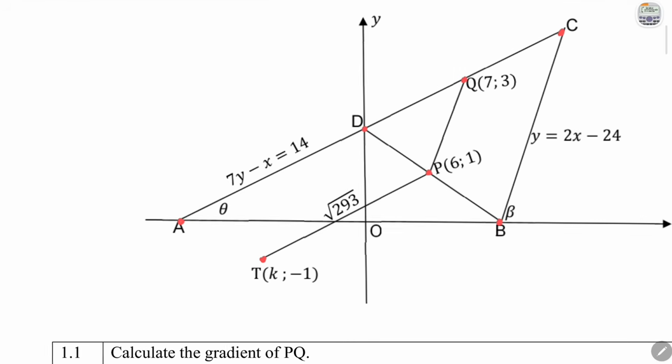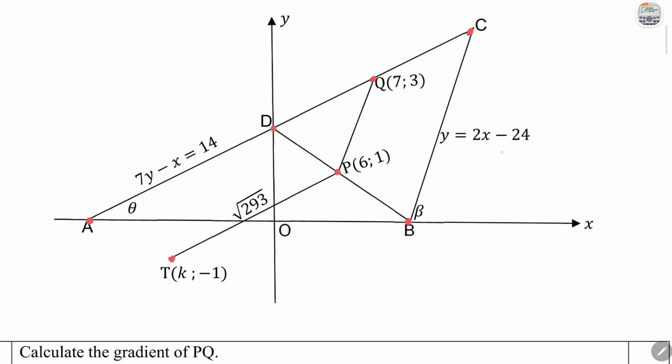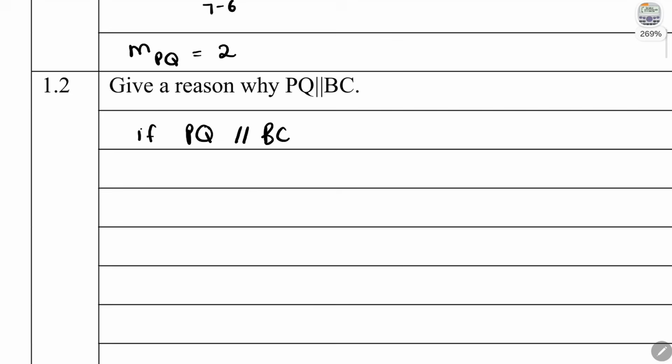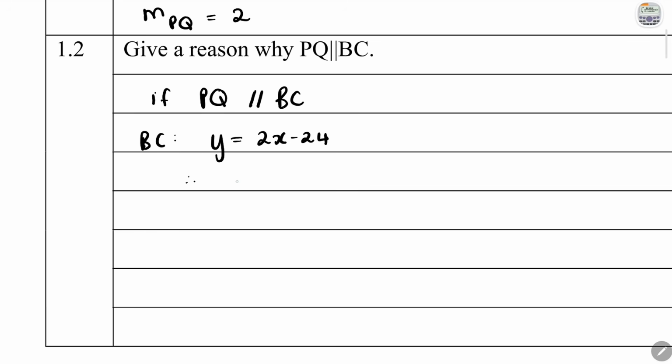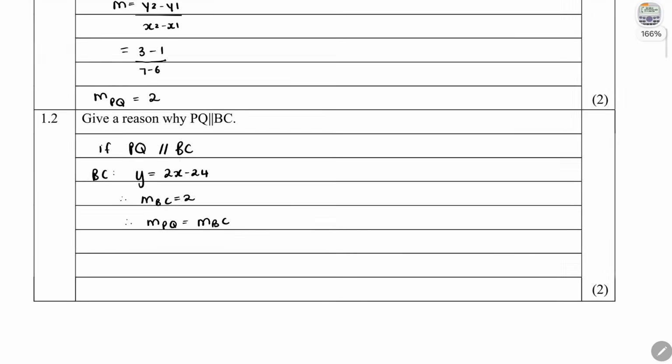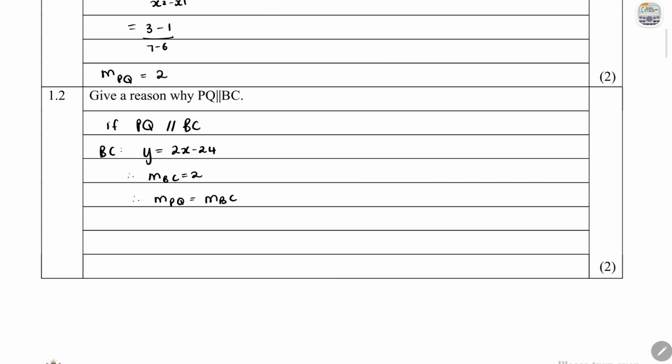Okay, so let's look at BC. We already have PQ, and there we go. The gradient of BC is 2. So we can just show that. BC's equation looks like this. It says y equals 2x minus 24. So we can see now that the gradient of BC is also equal to 2. Therefore, the gradient of PQ is equal to the gradient of BC. And that is our answer. That is the reason why they are parallel. Moving on to the next question.